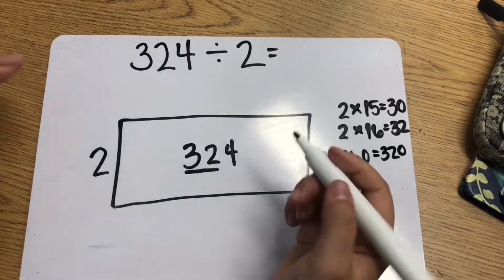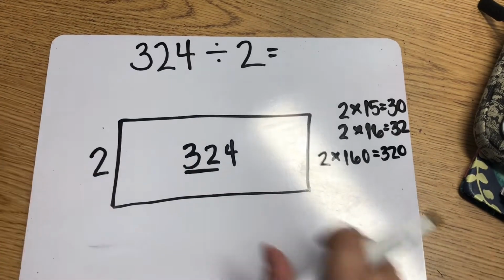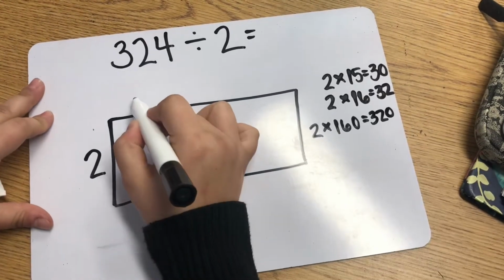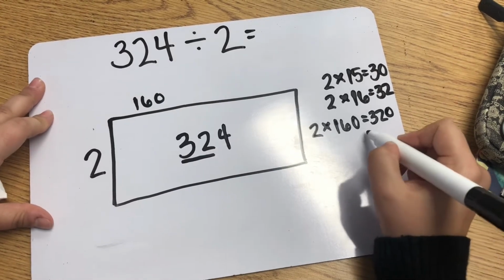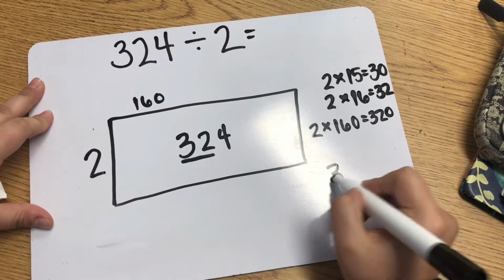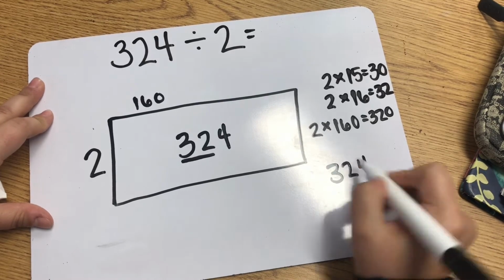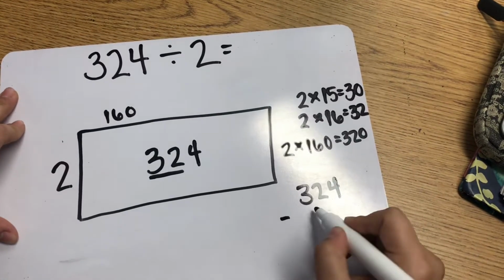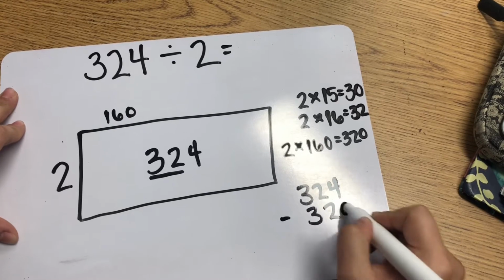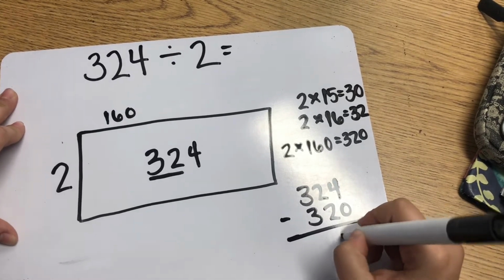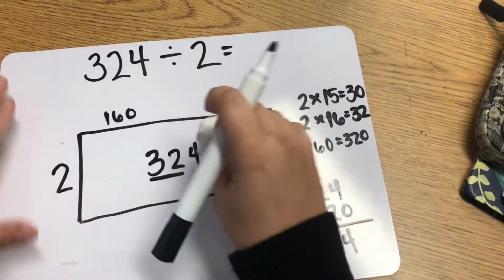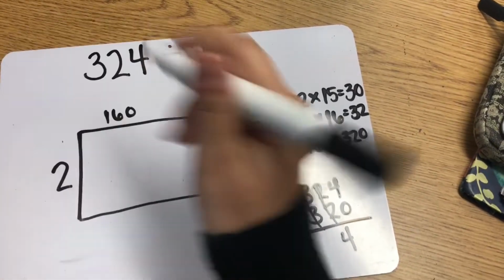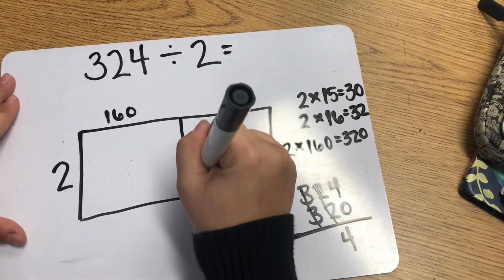Okay? So let me readjust. I can put 160 up here and take 324, which is our dividend, and subtract 320 from there. I'm left with 4. This cancels out and this cancels out. So let me readjust in my box. I'll break this up.